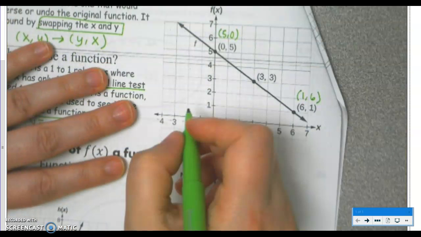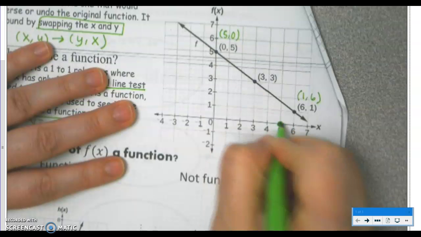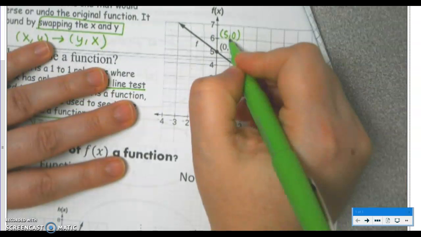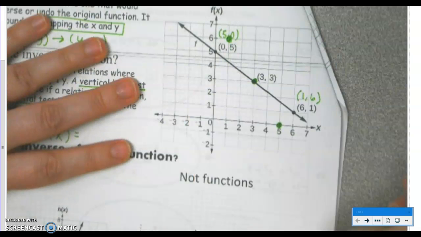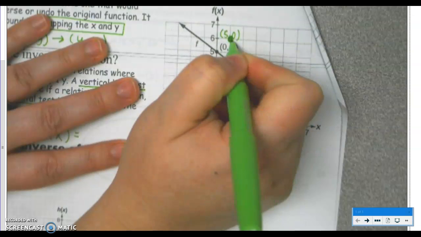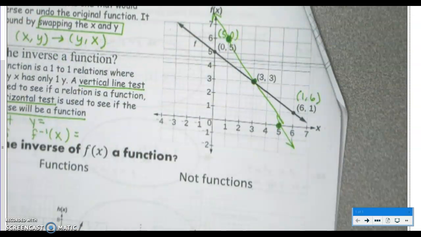So I'm just going to plot those 3 points. There's (5, 0). There's (3, 3). There's (1, 6). And so if I draw those, well, pretend I can connect dots. That new line is the inverse of the original line.